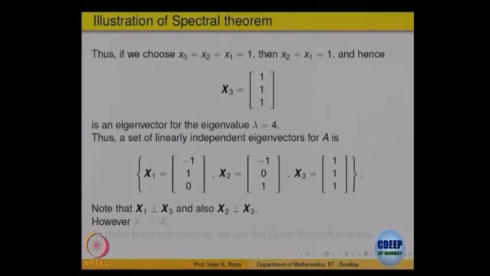So, eigenvectors corresponding to distinct eigenvalues will be orthogonal, but among themselves x1 and x2 are not orthogonal to each other.